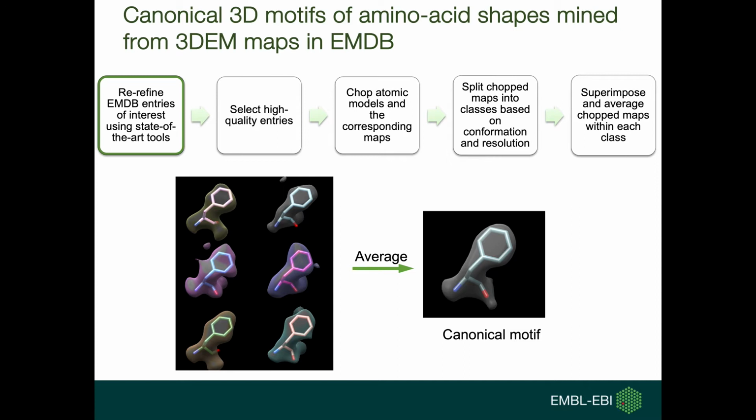We applied this approach to produce canonical motifs for all amino acid residues in rotamer conformations at different resolution bands. To do that, we first needed a way to locate the map regions belonging to individual residues. For that, we used the atomic models. Obviously, the result is highly affected by how well the model is fitted.